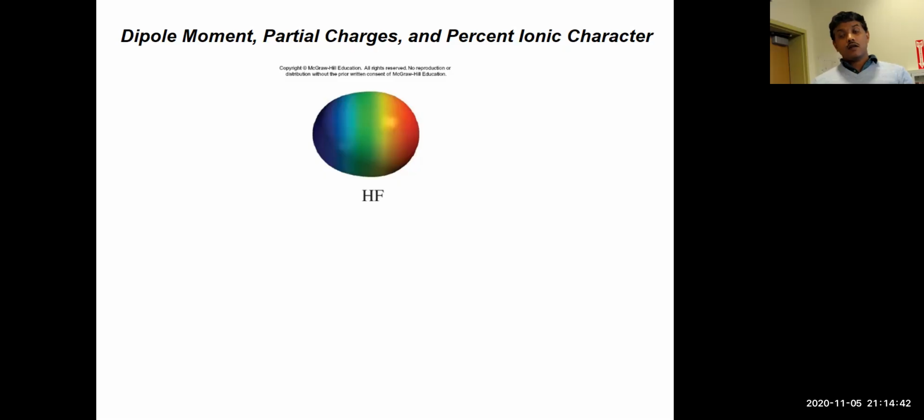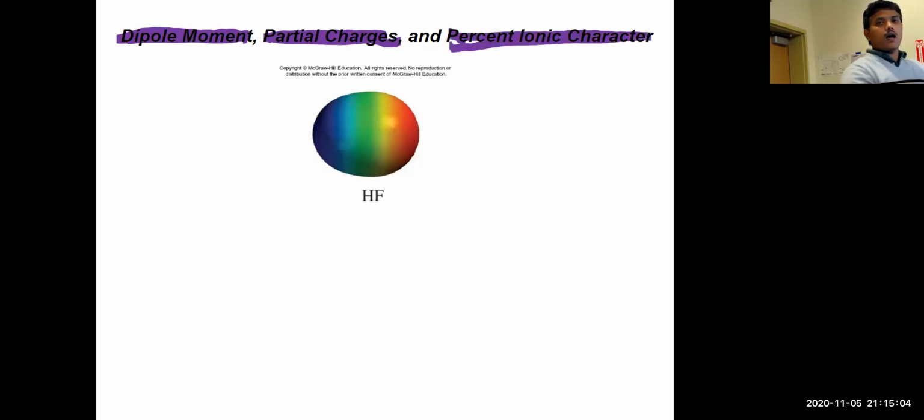When you try to learn about the polarity in a molecule, these are the things that come to mind. You need to learn about dipole moment, an indicator of how polar a bond is. And partial charges, again, another indicator of how polar the bond is. And percent ionic character of a polar covalent bond, again, an indicator of how polar the bond is.